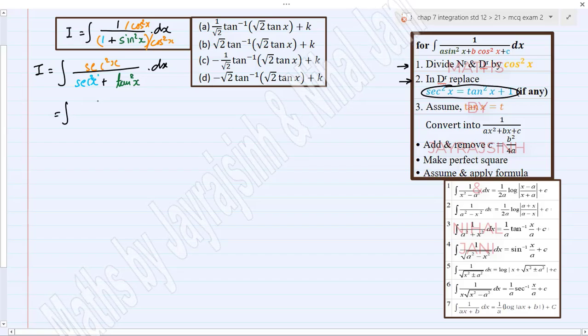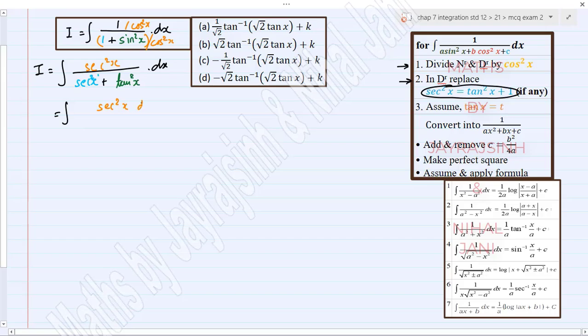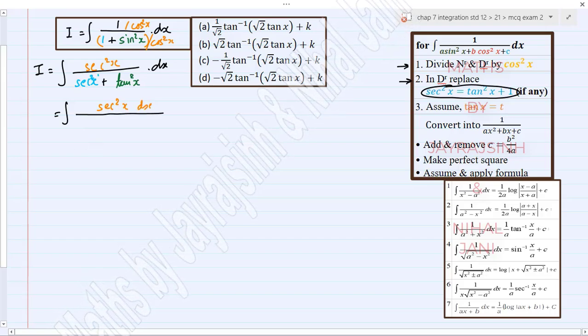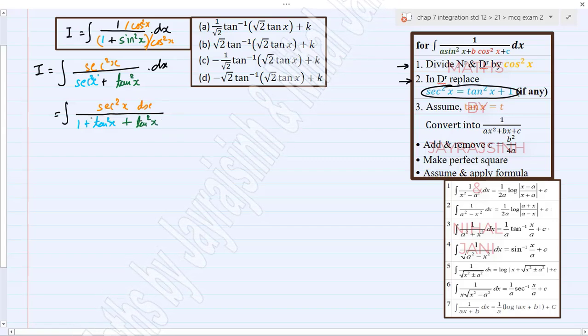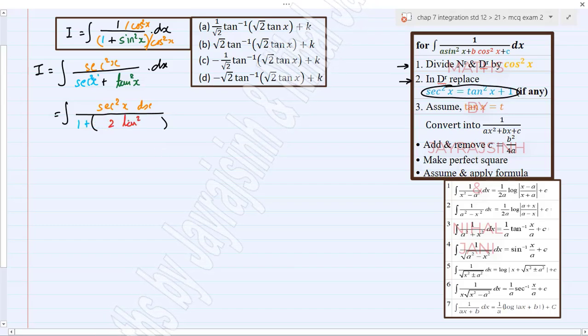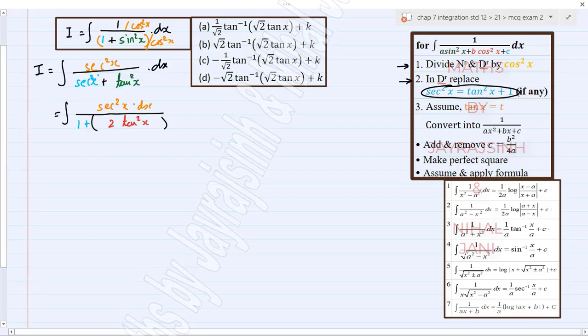So let's say our numerator will be as it is, and in denominator the sec square x is converted into 1 plus tan square x, plus tan square x still remains as it is. This tan square x plus tan square x will become 2 tan square x. So we get the function of tan x in denominator and its differentiation within the multiplication of dx.